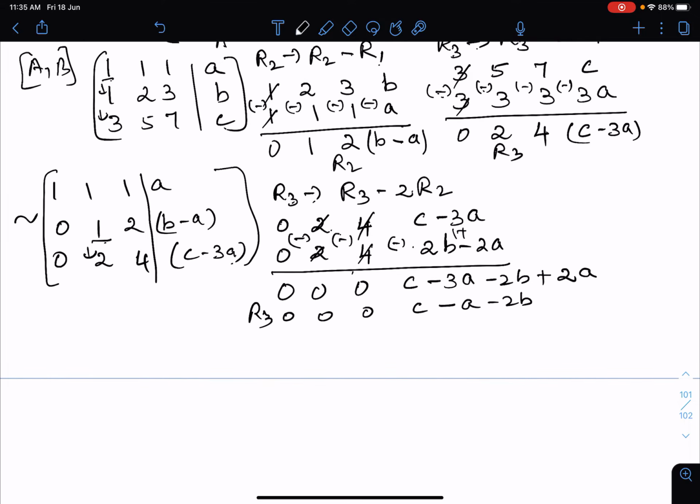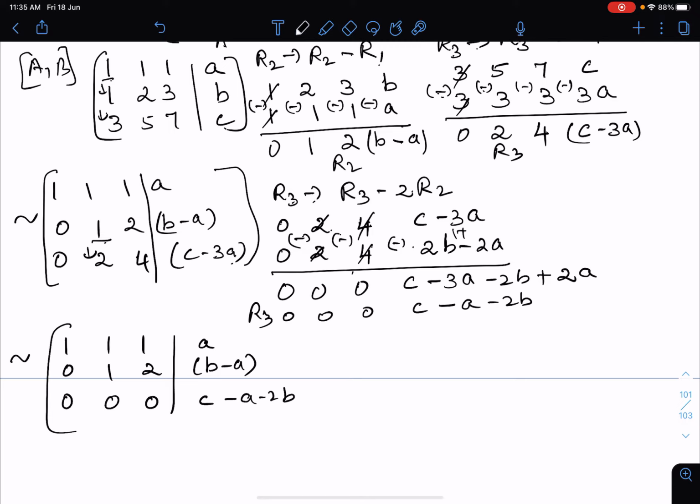Now write your equivalent matrix. First row is going to be 1, 1, 1 and A. Our second row remains the same, 0, 1, 2 and B minus A, and our last row 0, 0, 0 and C minus A minus 2B. Drop the line. Now you have achieved your echelon form, isn't it? This is our row echelon form.